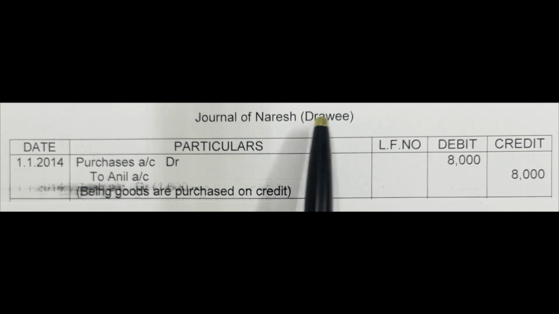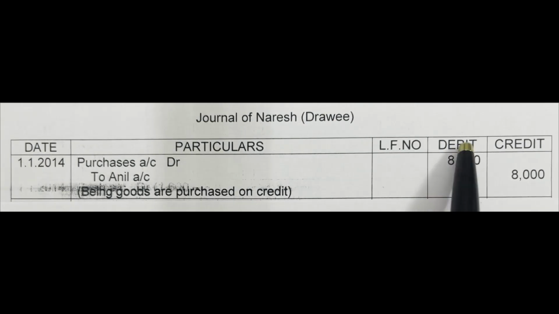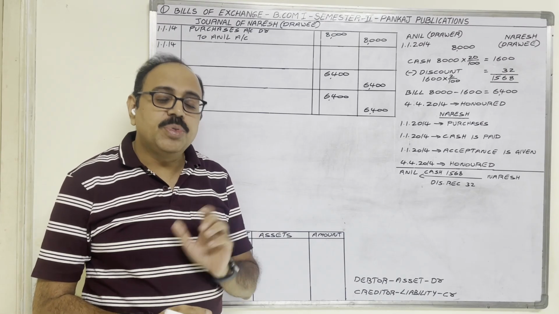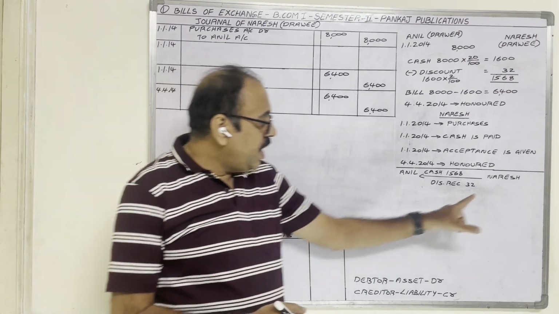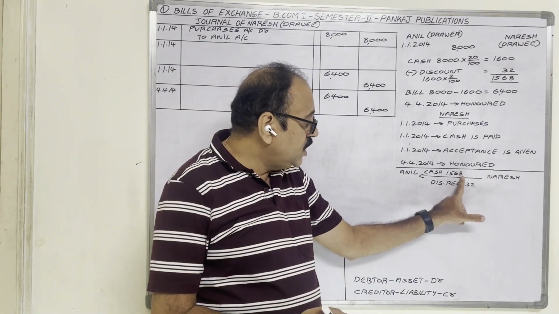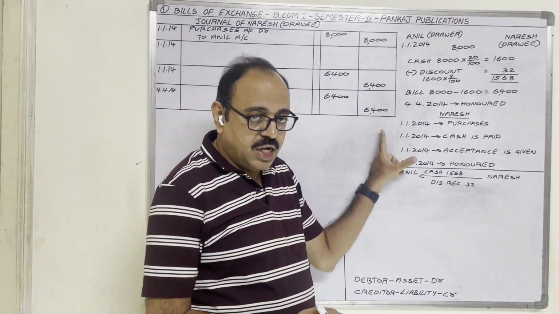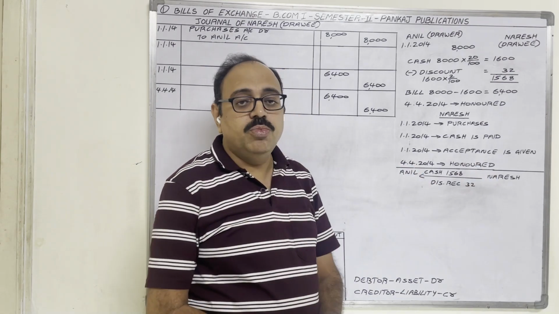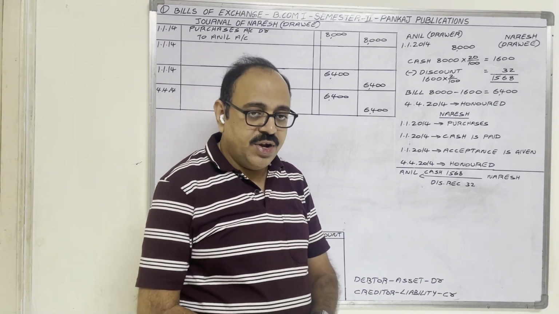Journal of Naresh. In brackets mention that Naresh is a drawee. Same columns. First entry, on 1st January 2014, purchases account debtor to Anil account 8,000 rupees. Narration, being goods are purchased on credit. Now second entry is for the 20% settlement. So Naresh paid 1,568 rupees to Anil on the same day and Naresh is receiving a discount of 32 rupees. For that we will write the second entry.